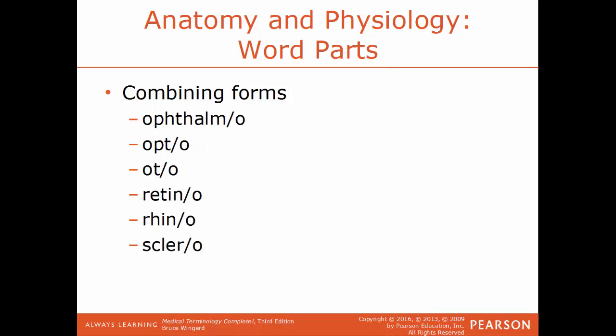The next two, ophthalmo and opto, both are a reference to the eye. Oto is a reference to the ear. Retino is a reference to the retina. Rhino is a reference to the nose. And sclero is a reference to the sclera, which is the white part of the eyeball.